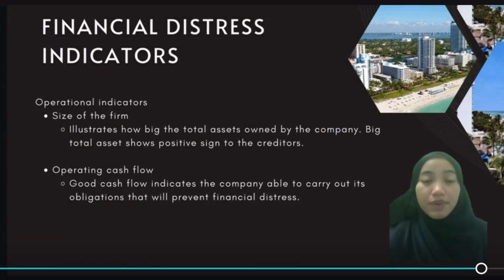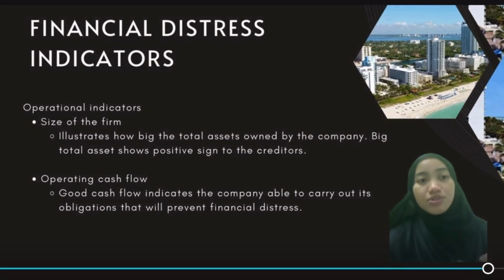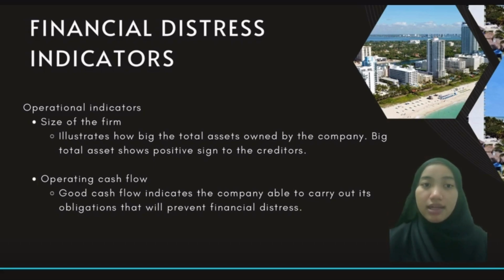And the last one is operational indicators. We have the size of the firm. The size of the firm illustrates how big the total assets owned by the company are, which means big total assets show a positive sign to the creditors because the company would be able to pay off its obligations. And last, we have operating cash flow, which means that good cash flow indicates that the company would be able to carry out its obligations, which will prevent financial distress. This is also an indicator for creditors to trust the company.